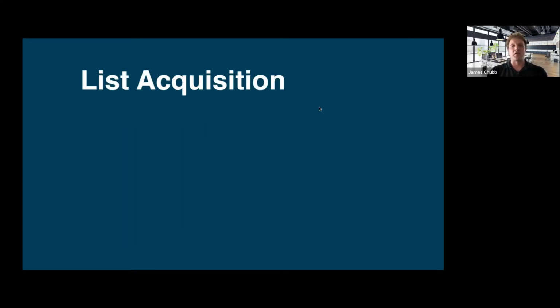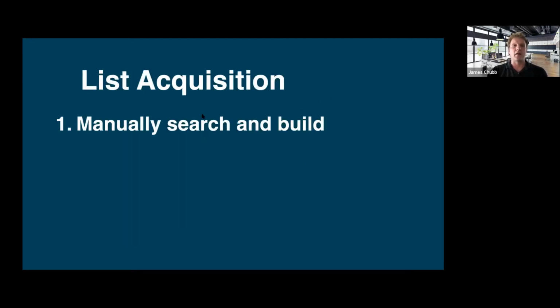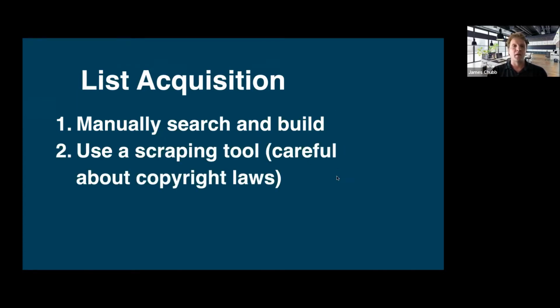So for list acquisition, there are a couple of ways to do it. You can manually search and build. It's a great way to get started, especially for smaller directories: you just do Google searches, search other places, and then put everything together, probably in a spreadsheet, and import it into eDirectory. eDirectory has a great import feature that we'll show you in a minute.